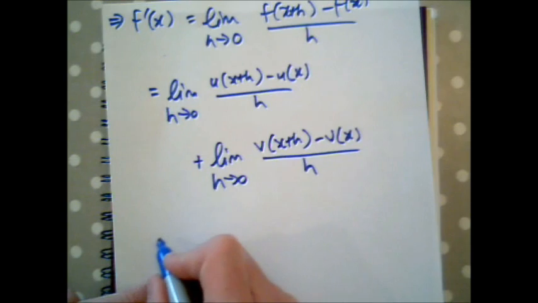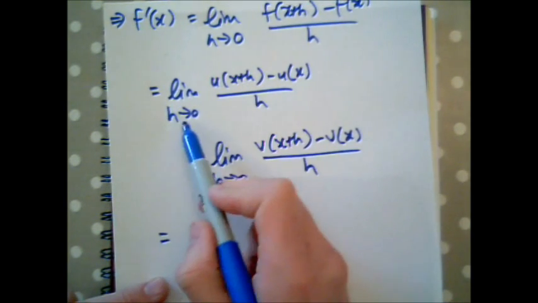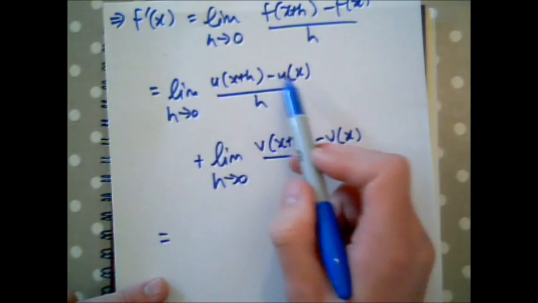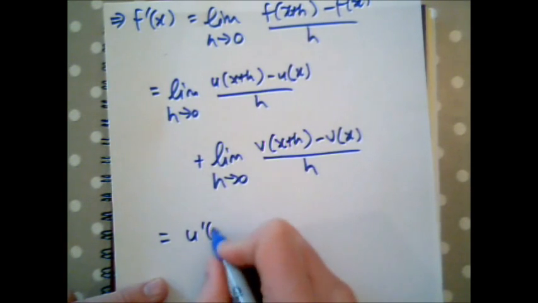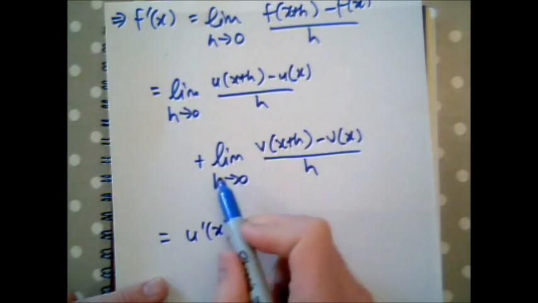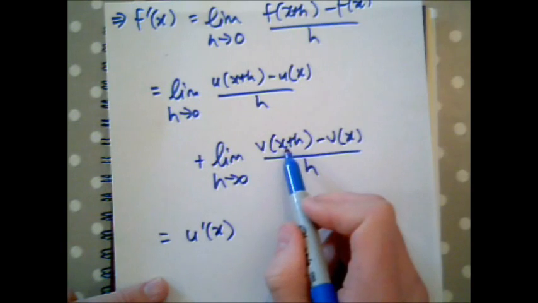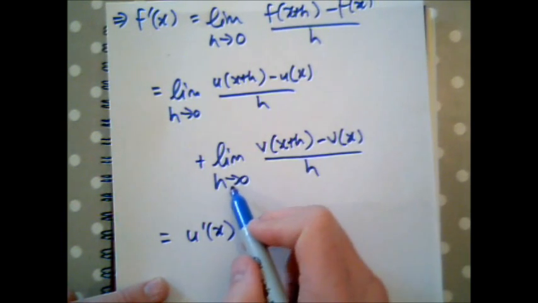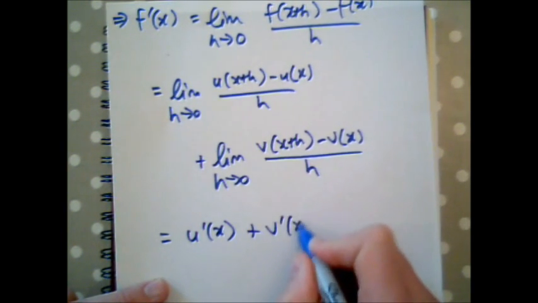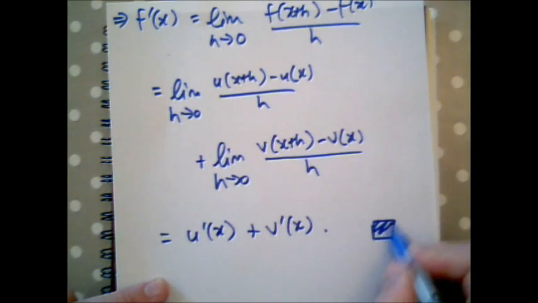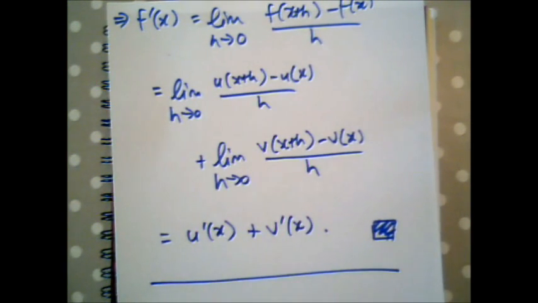Now we're pretty much finished. The limit as h goes to 0 of u of x plus h minus u of x over h, well, that's just u dash x. And this limit here, v of x plus h minus v of x over h, the limit of that as h goes to 0 is just v dash x. And we're finished. So that's it.